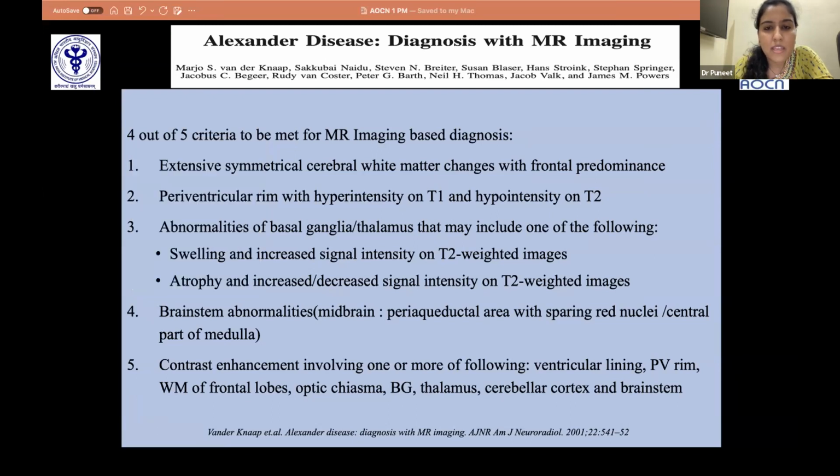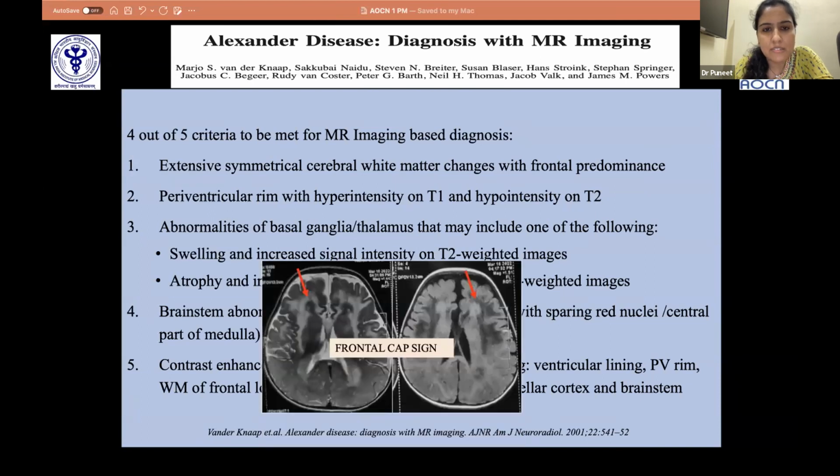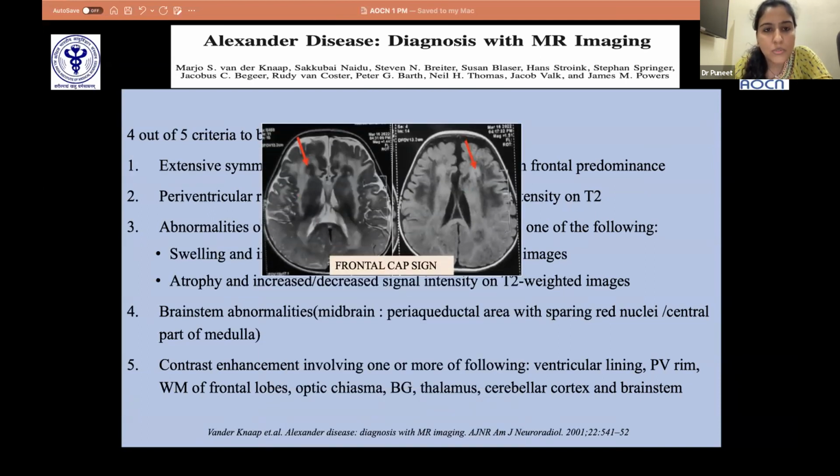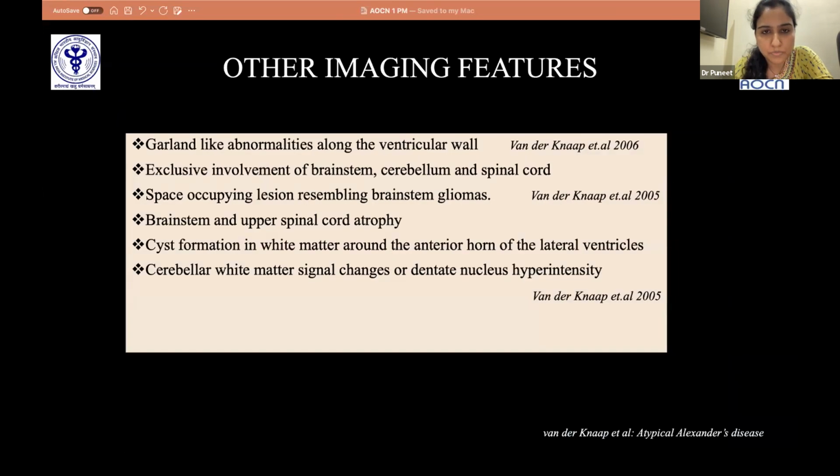One more important sign which is commonly seen in Alexander disease is a frontal cap sign. As you can see here in the T2 weighted image, there is a ring-like lesion near the frontal horn of the lateral ventricle, which is hypointense on T2, and here this is appearing hyperintense on T1. So this particular sign is commonly known as the frontal cap sign.